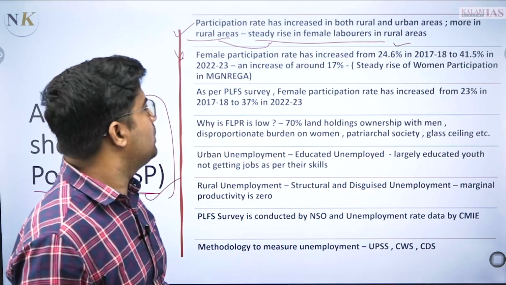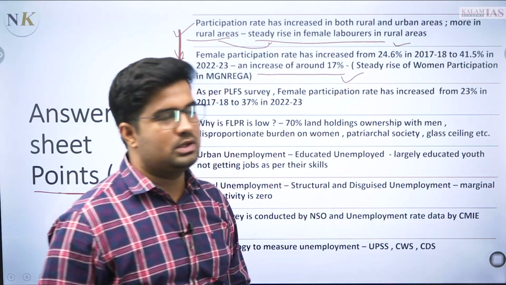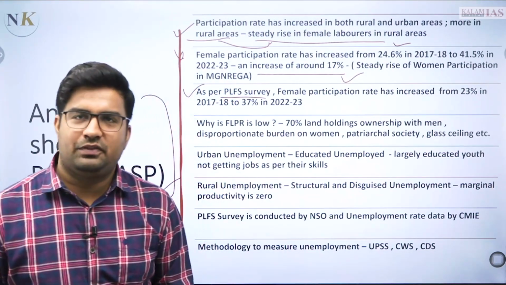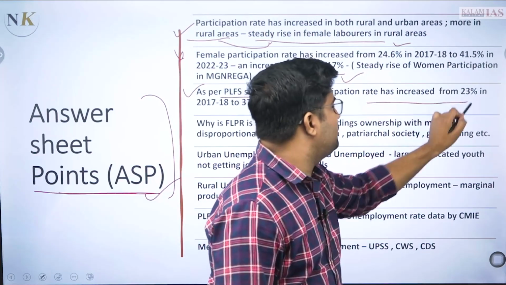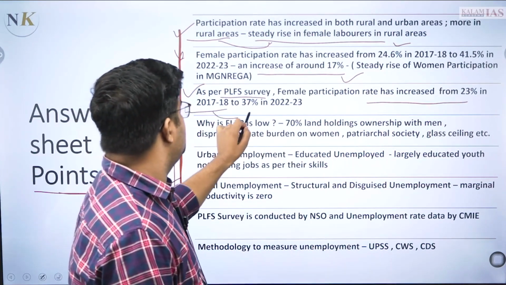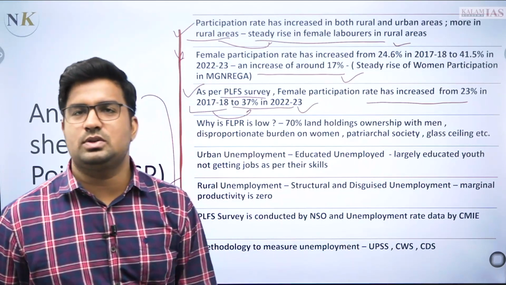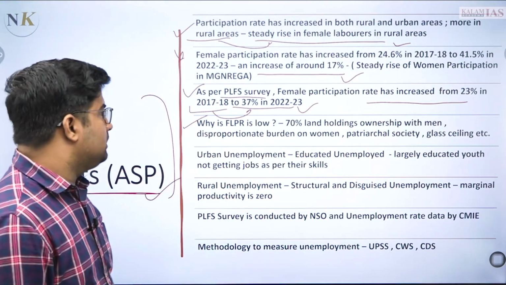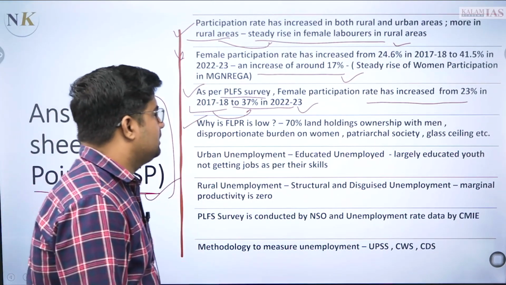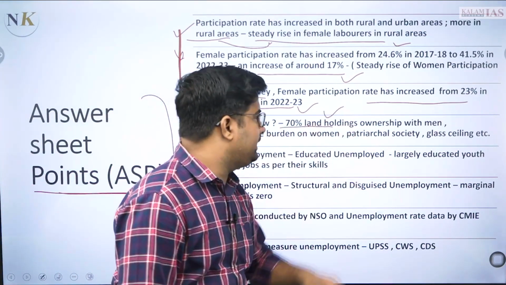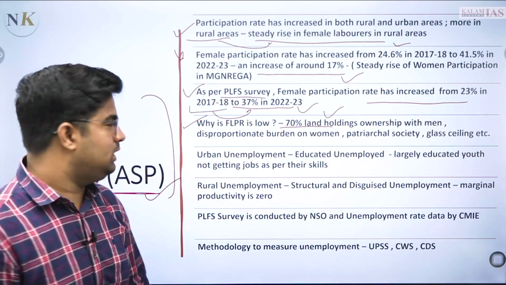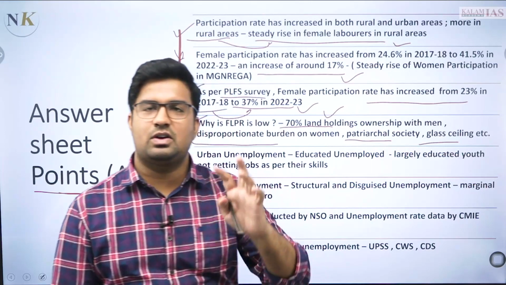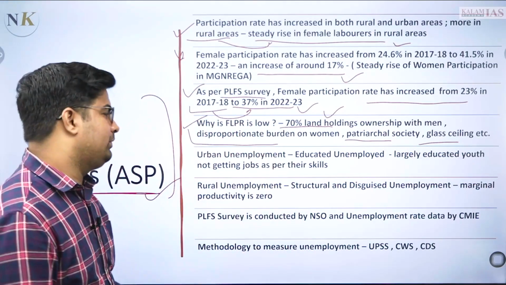Again, the female labor force participation has increased by around 17%. That is another such part. As per this PLFS survey, the female participation rate has increased from 23% in 2017-18 to 37% in 2022-23. Why is the female labor force participation low? I have told that 70% of land holding ownership is with men, disproportionate burden on women, patriarchal society, glass ceiling, etc., which we have discussed, can be helpful for you.